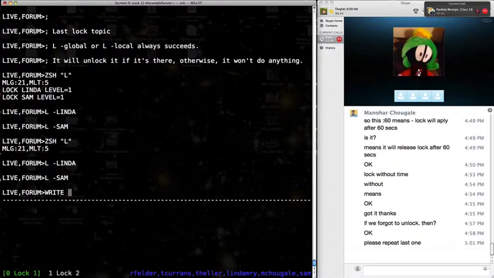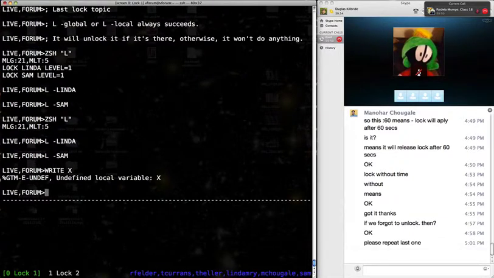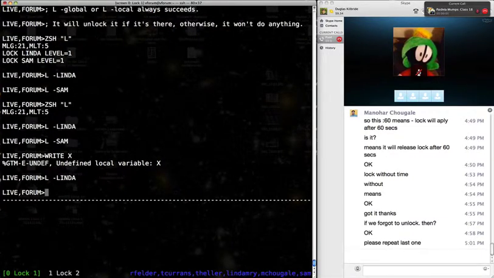So remember, if I do write x, this throws an error. It tells you there's no such variable as x. But if I do lock minus Linda, it always succeeds. It's not an error condition. All right. Okay, good.